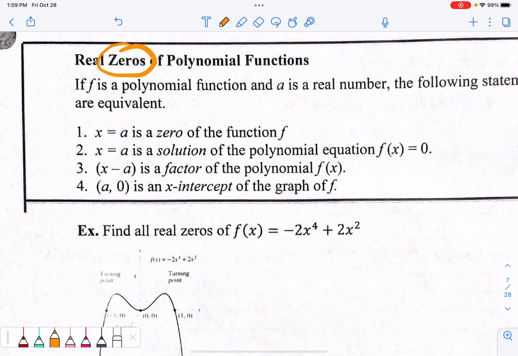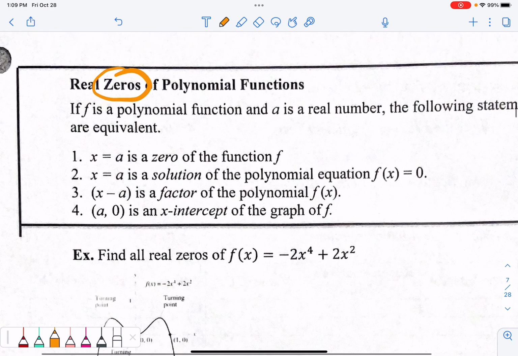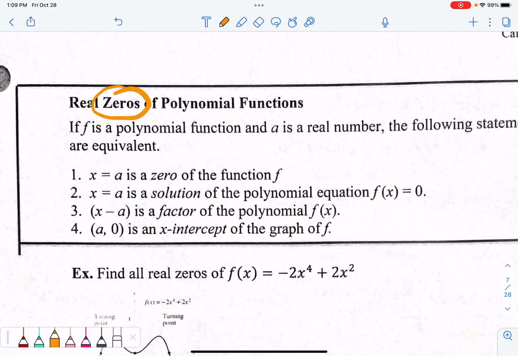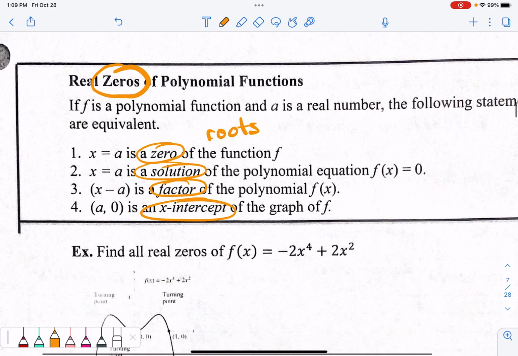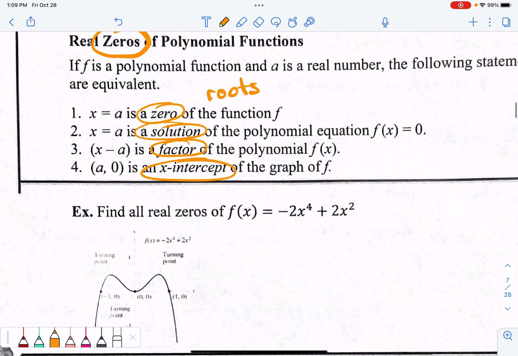Zeros. What's a zero of a function? The root, or the x-intercepts, the zero, or the solution, or the factor, or the roots. Okay, those all mean where he crosses, where the x-intercepts are. So any of those things, when it says find all real zeros, it means find where he crosses, okay?